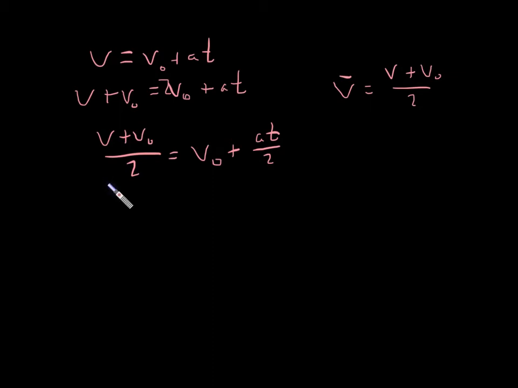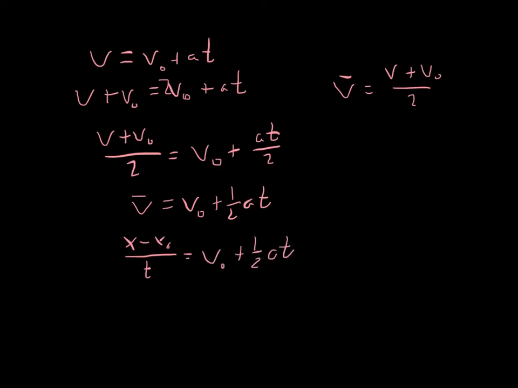So we're going to plug in average velocity over here on the left side equals v naught plus, and I'm going to write this as 1/2 at instead of at divided by 2. Now our average velocity, if you remember from our definition, was x minus x naught divided by time, equals v naught plus 1/2 at. And then I'm going to multiply both sides by t. So I get x minus x naught equals v naught t plus 1/2 at squared.